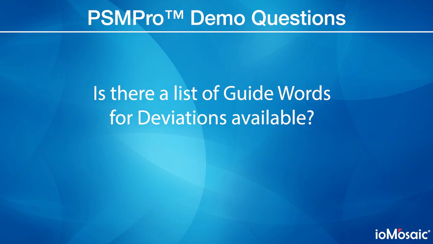Is there a list of guide words for deviations available? We have a template which you'd get, which has our expert view on what the specific guide words should be, what the specific PHA flow should be. You'd get that. But if you want to customize it, you can. So we have a pre-made template that you can customize if you'd like.